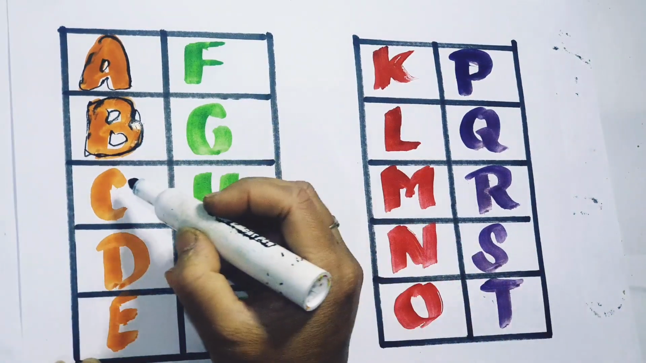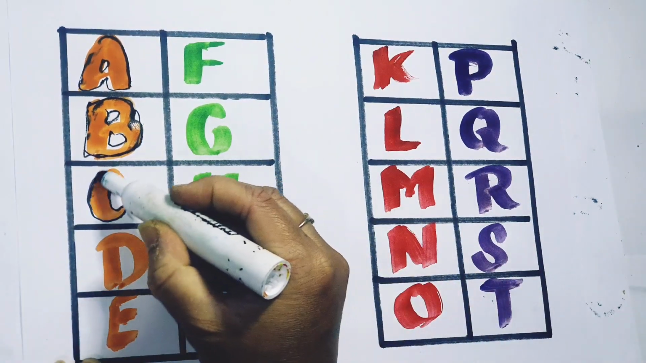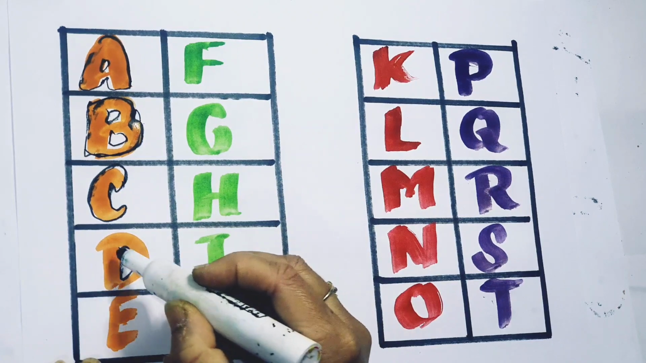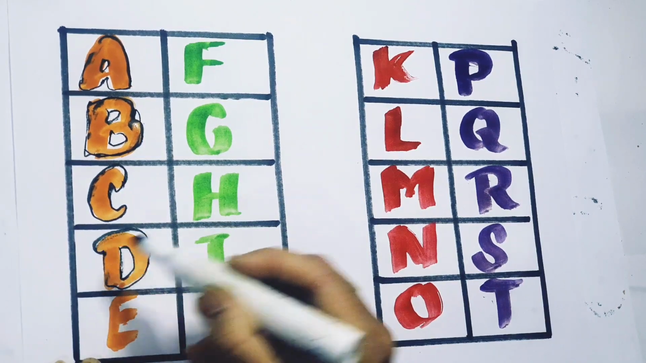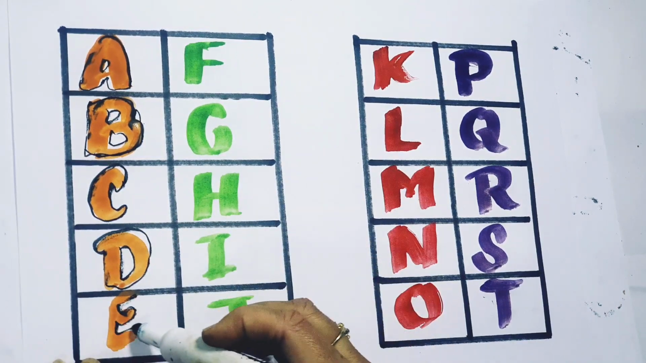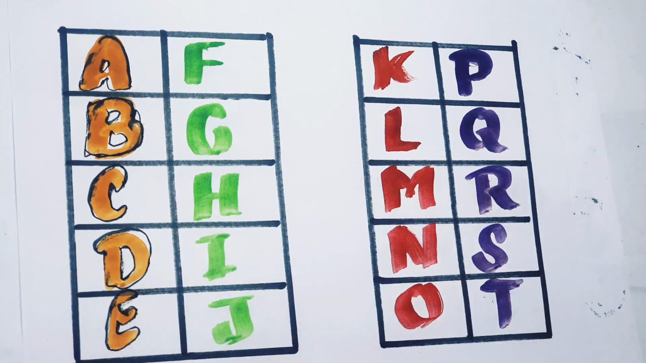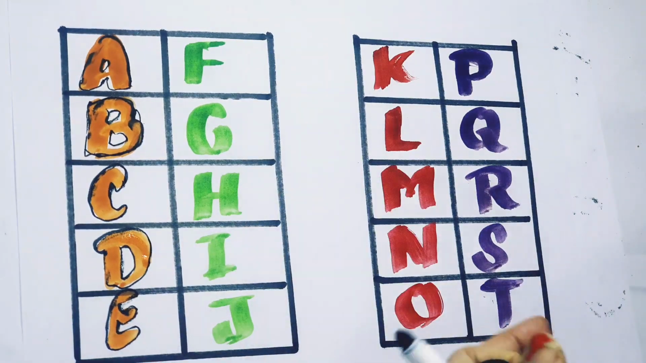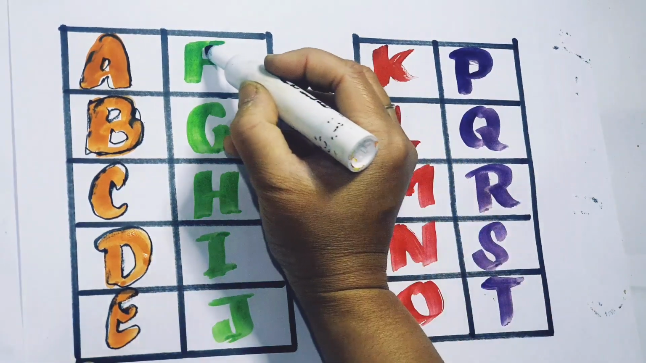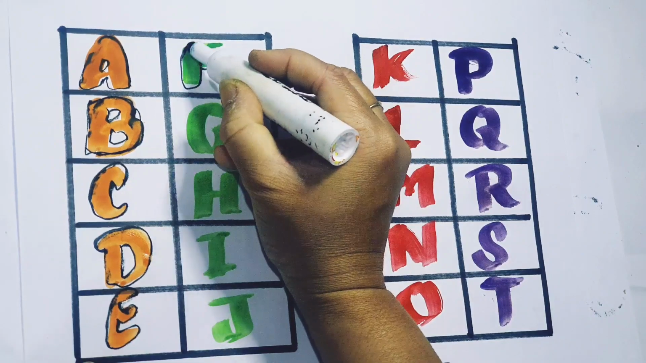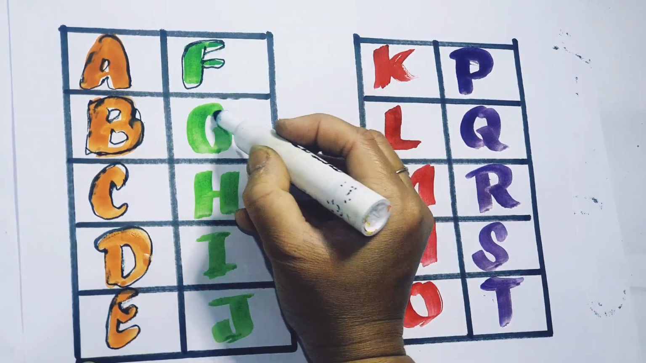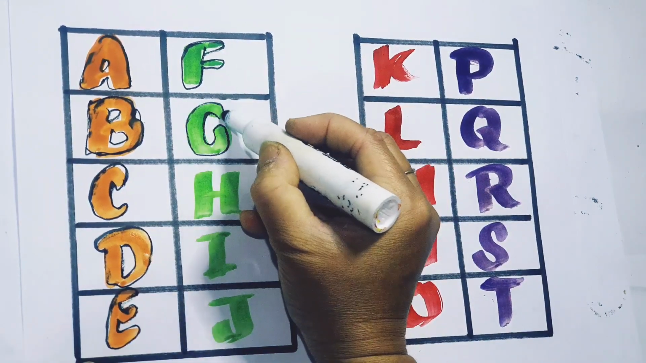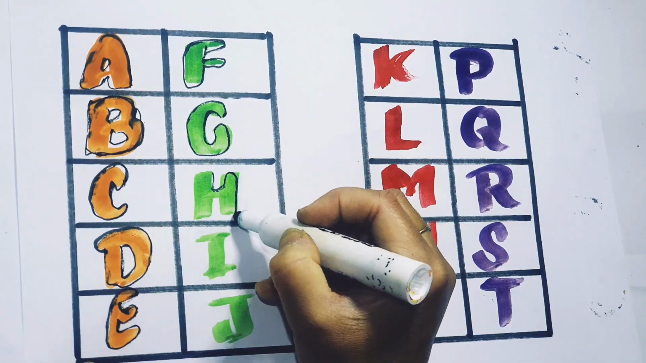B for banana. C for candy. D for donut. E for egg. F for fish. G for goat. H for home.